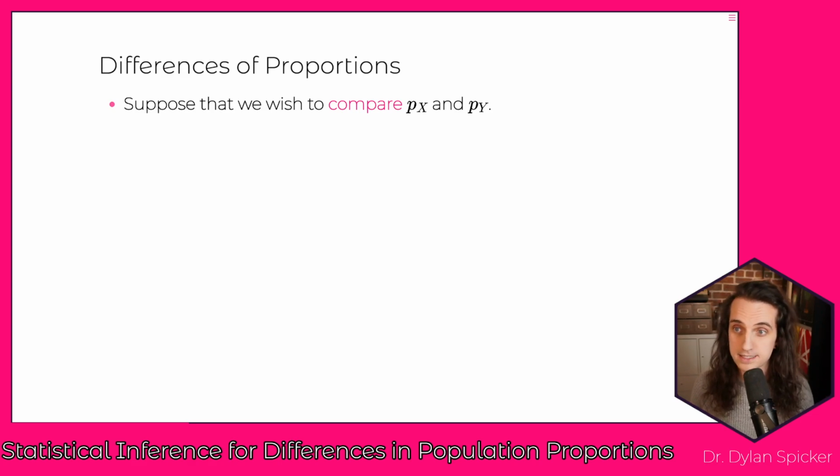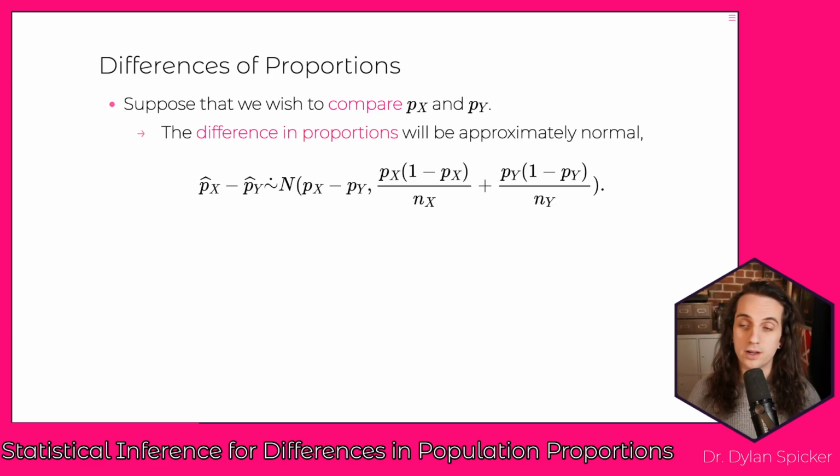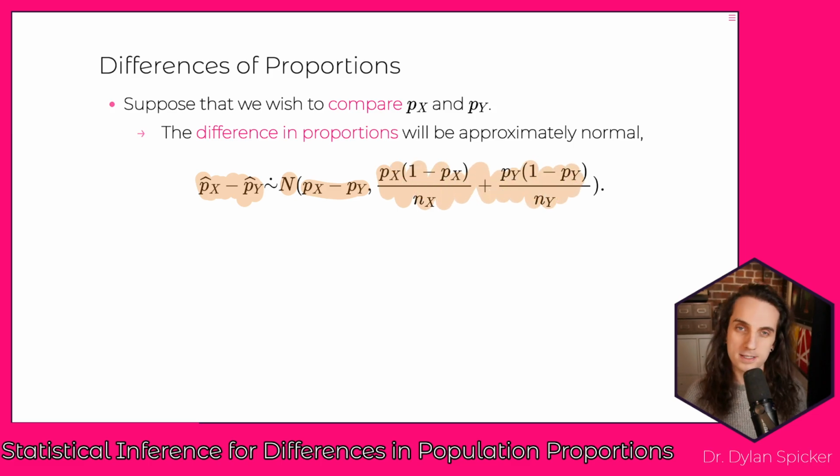So if we want to compare px to py, then we're thinking about px minus py as the quantity of interest. Using the sampling distribution results we had previously, we can say that, again, as long as our sample sizes are large enough that these approximations hold, then the difference in these proportions is also going to be approximately normal. It's going to have a mean of the difference of the population proportions, and then the variance is going to be the summation of the two variance terms, right? So px times 1 minus px over nx plus py times 1 minus py over ny. This is going to hold whenever x and y are independent of one another.